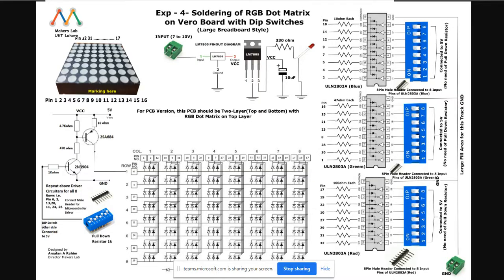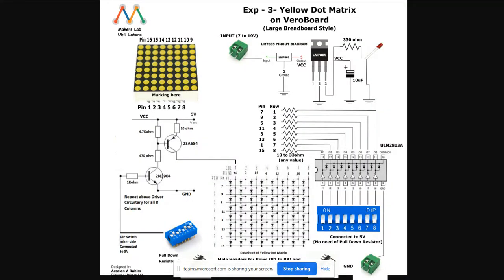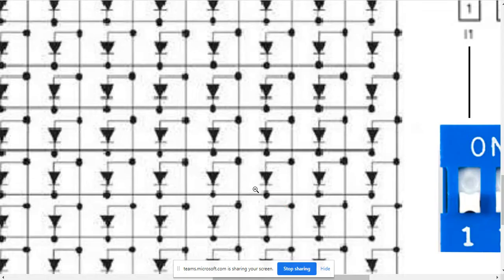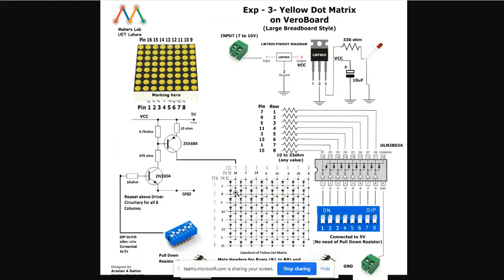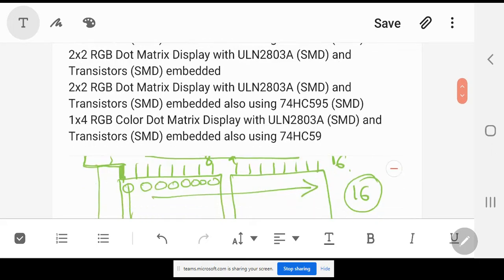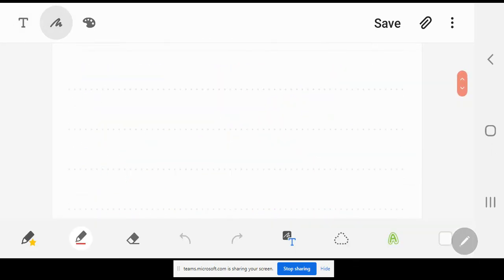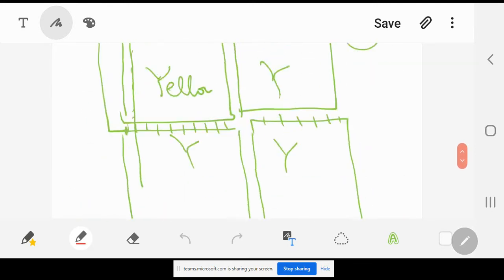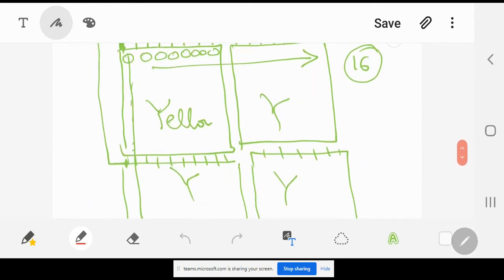Okay, now if you have seen this yellow one, don't worry, beta. If you have seen this yellow one, they are arranged column wise, and then you have to connect these rows with the ULN. It will have a row wise ULN 2803. So when you have arranged something like this, where has the circuitry gone? Okay, this is that circuit.